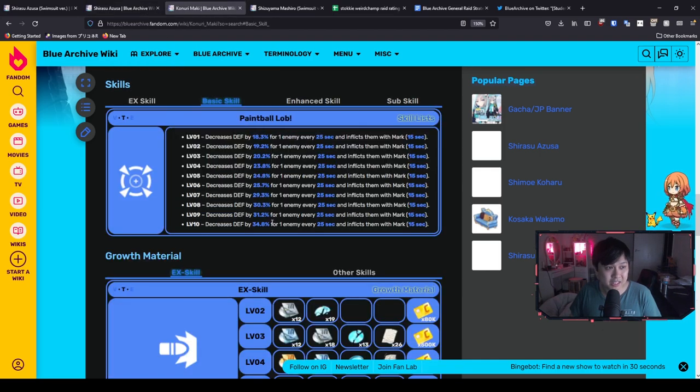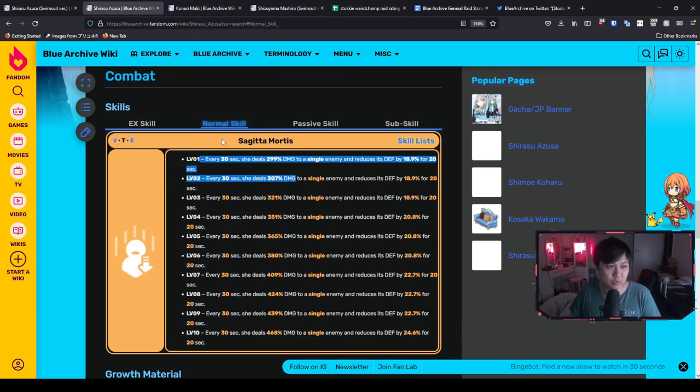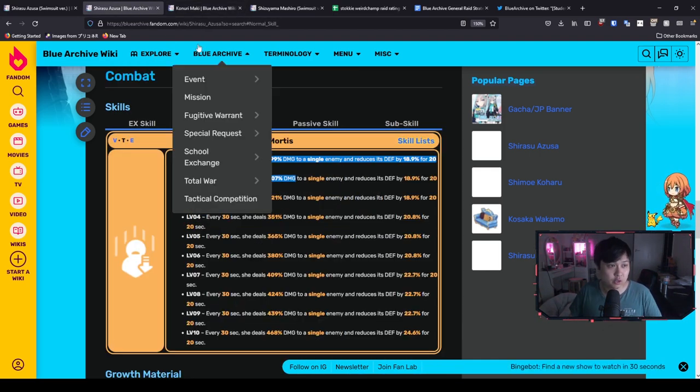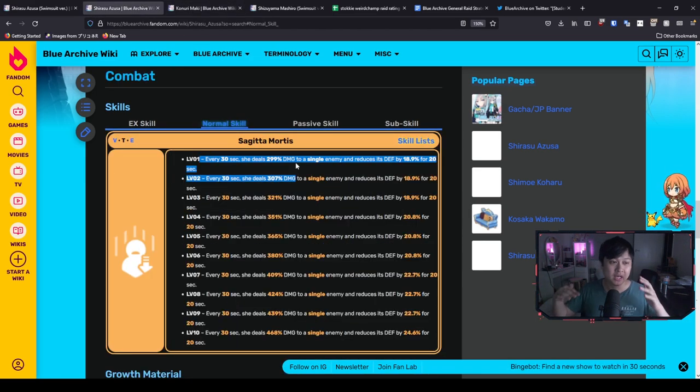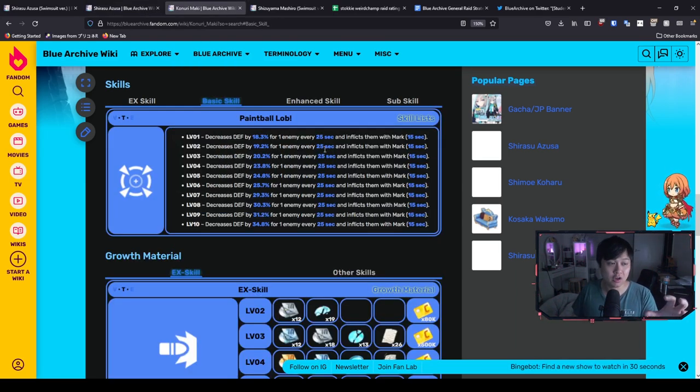I think there are just some issues with the translations. Let's just call it skill one, like the first skill. The first skill, normal skill, basic skill, whatever you want to call it, they are both occupying the same skill type. So what that means is that if Azusa fires off this Sagitta Mortis and it inflicts defense down on a boss, for example, then when Maki goes to use her defense down skill, Paintball Lob, it will actually not stack. You will only see one defense down icon. Whereas if they actually stacked, the defense down icon would be the defense down icon times two.